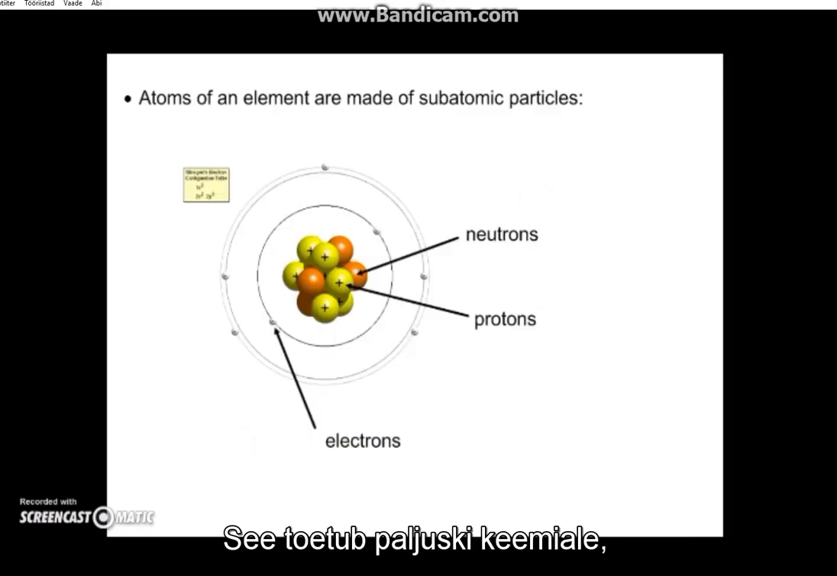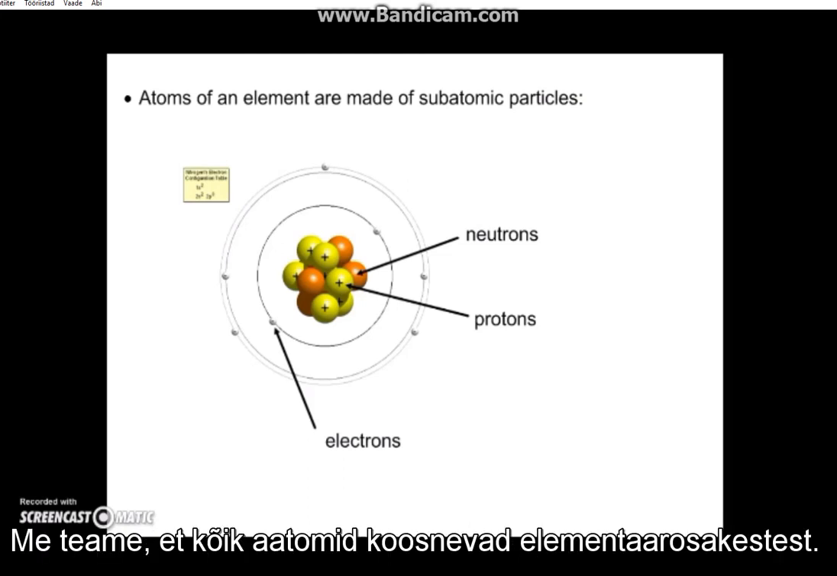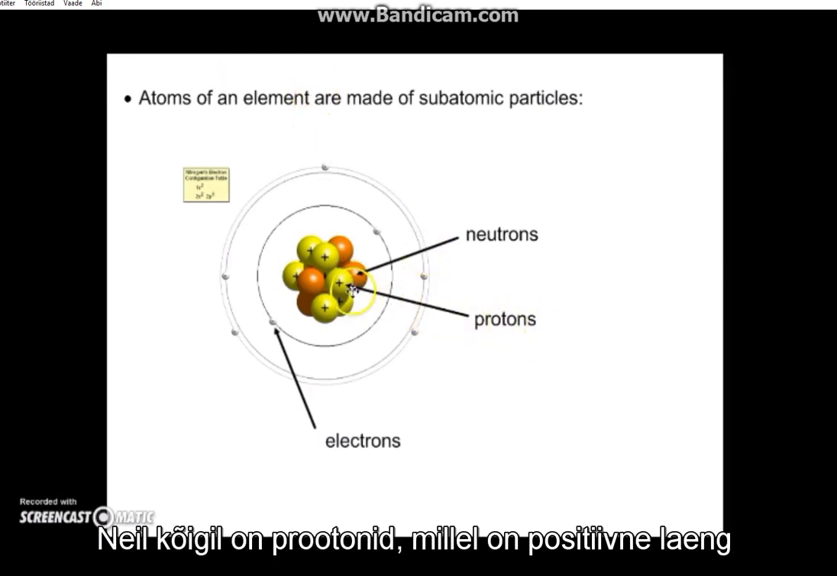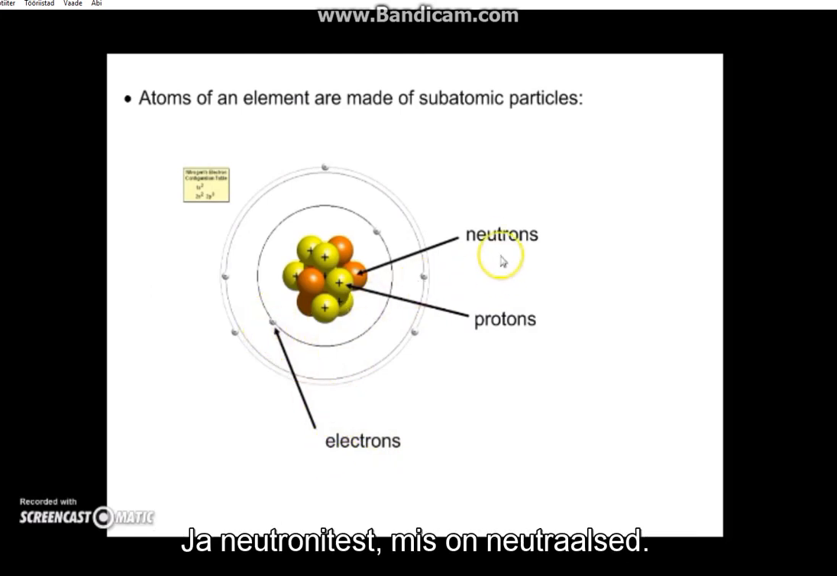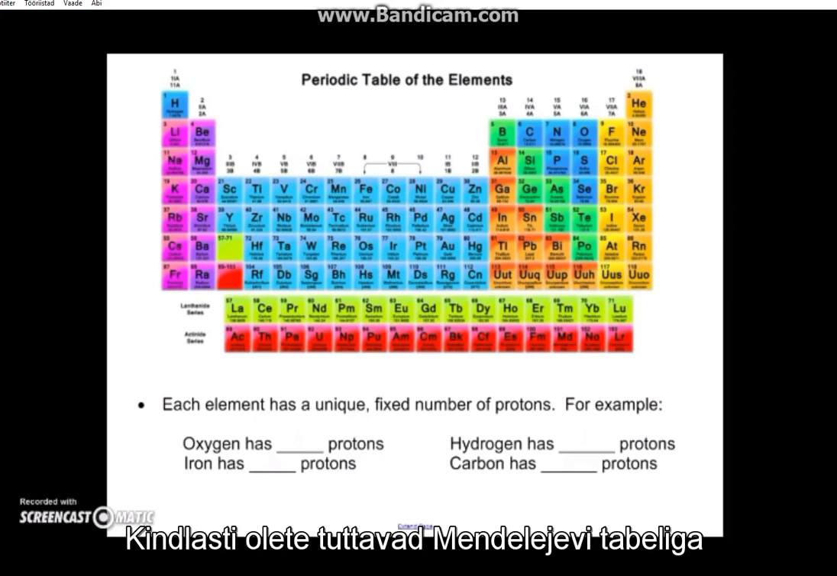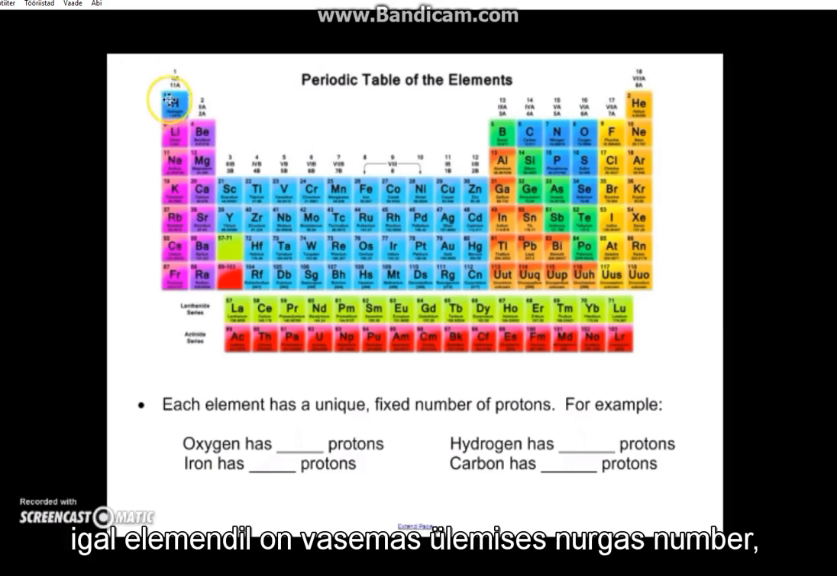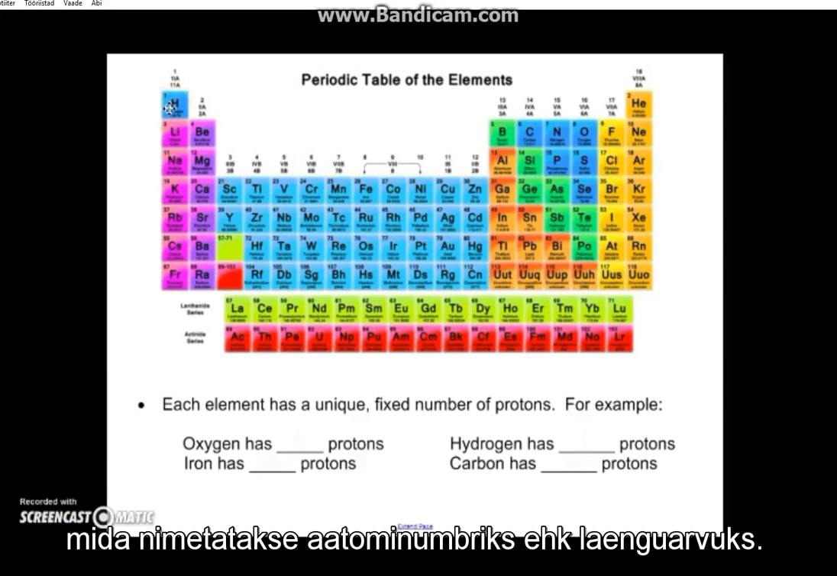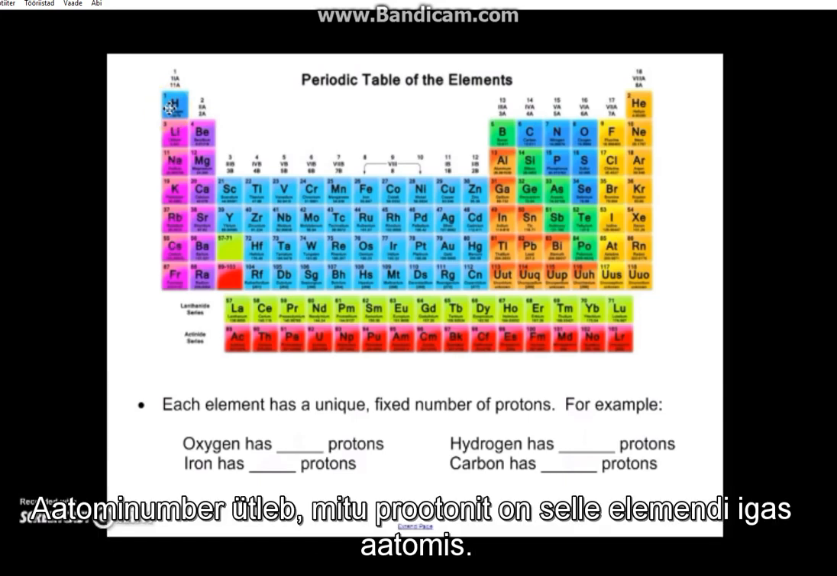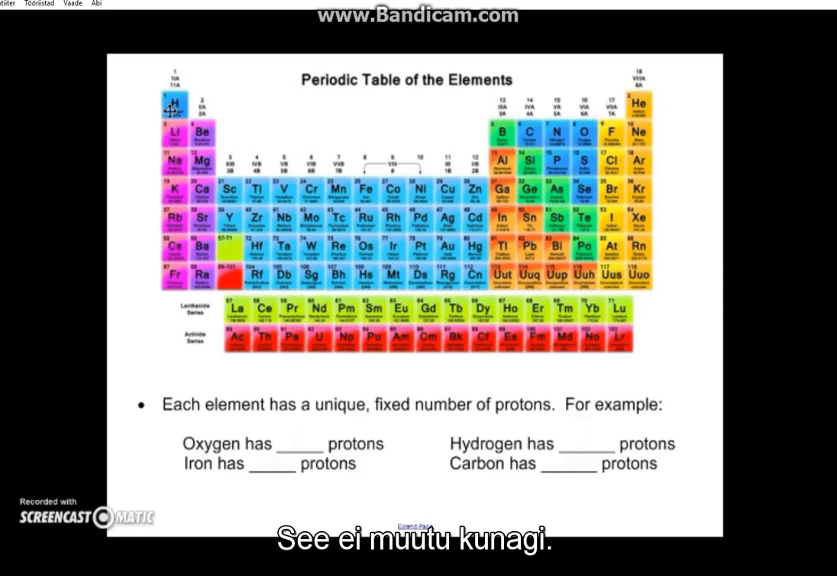So this is all based a little bit on chemistry because it has to do with elements and atoms. We know that all atoms contain subatomic particles. They all have protons, which have a positive charge, and electrons, which have a negative charge, and neutrons, which are neutral. I'm sure you're familiar with the periodic table of elements. And when you look at the table, you'll notice that each element, in the top left corner, has a number. It's called the atomic number. The atomic number tells you how many protons there are in every atom of that element. And the number of protons for an element is a fixed number, which means it can never change.